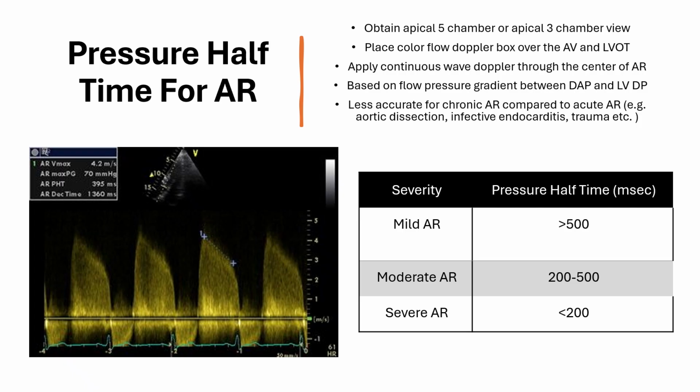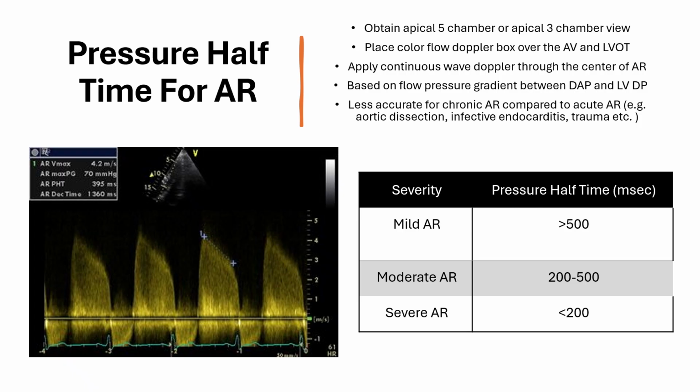You want to measure the slope. Most machines will have the capacity to calculate the pressure half-time for you. It is important to remember that it becomes less accurate for chronic aortic regurgitation compared to acute regurgitation because of the pressure equilibration and rise in LVDP.